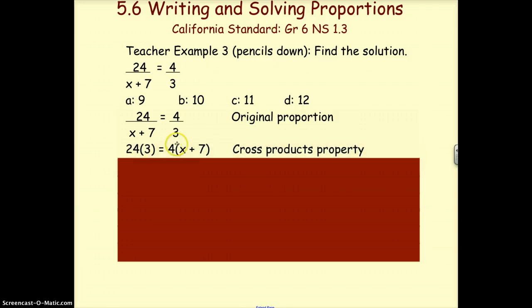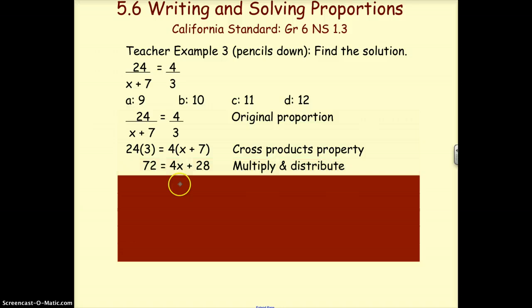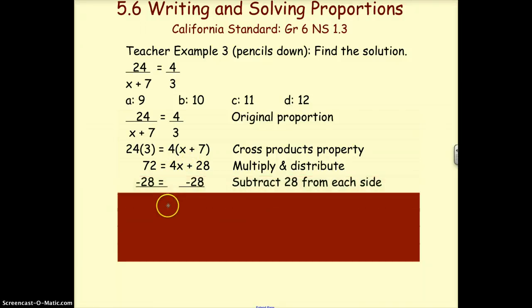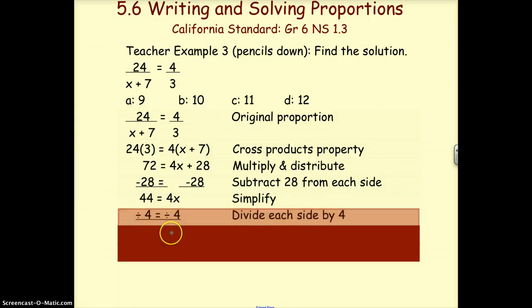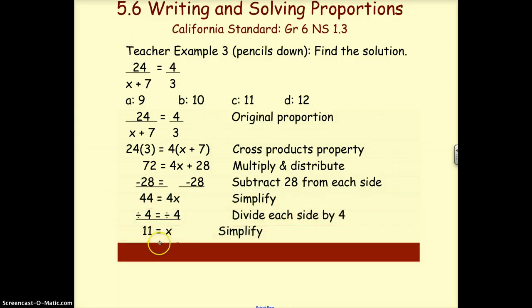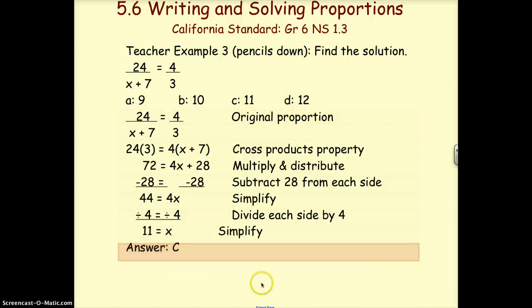Okay, so notice I'm distributing the 4 to the x, 4 to the 7. So 4 times x, of course, is 4x. 4 times 7 is 28. Now this is just like a two-step equation that we did in 5.5. Start by subtracting 28 on both sides, then dividing each side by 4. End up with my number, which of course matches with letter C. So that would be my answer.